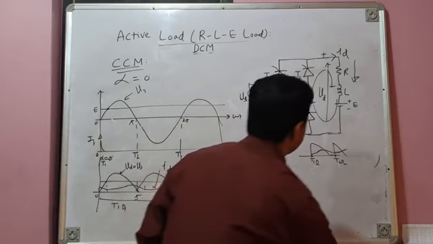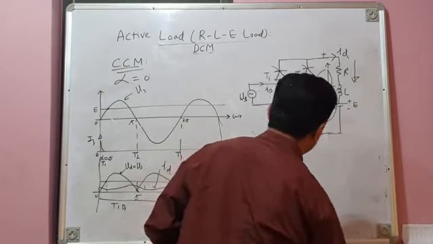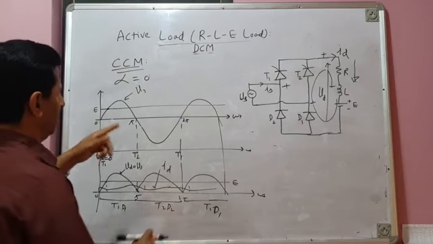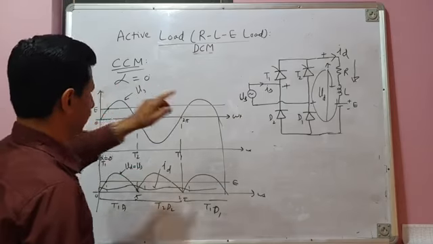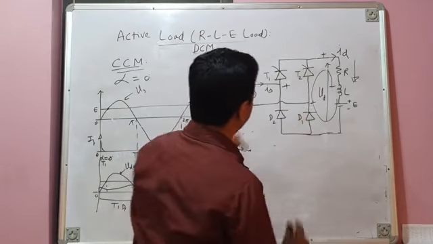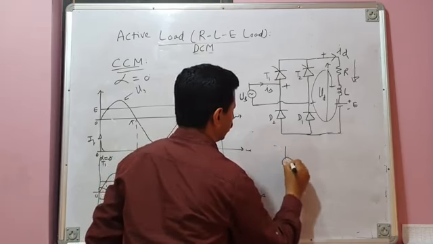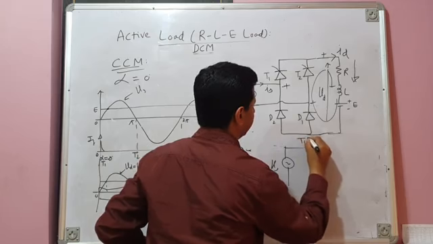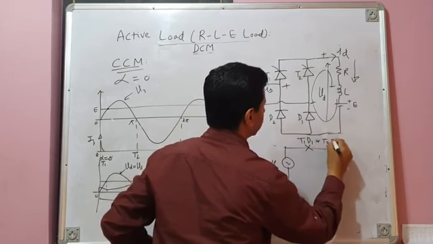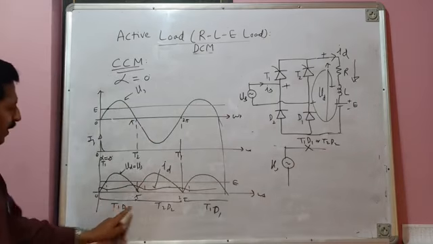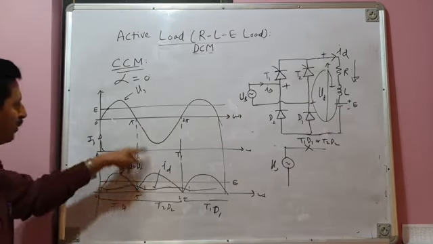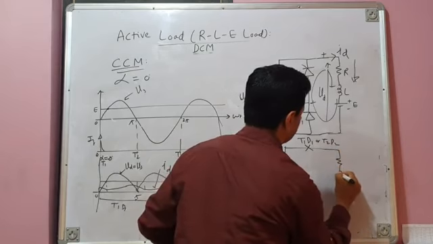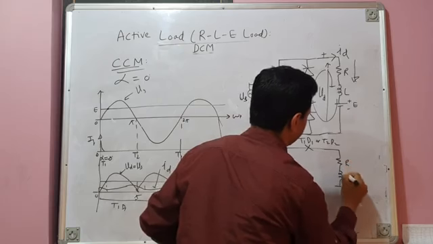This can be explained mathematically like this. If you draw the equivalent circuit, let us suppose T1 D1 or T2 D2 is conducting. This is your source voltage Vs. This is the pair of devices which is conducting, T1 D1 or T2 D2, because for alpha equal to 0, T1 D1 conducts for the positive half cycle and T2 D2 conducts for the negative half cycle. And this is your load. Load has three components: R, L, and E.